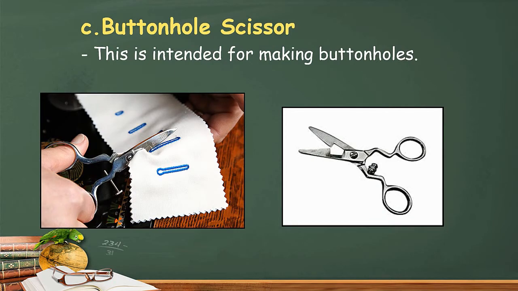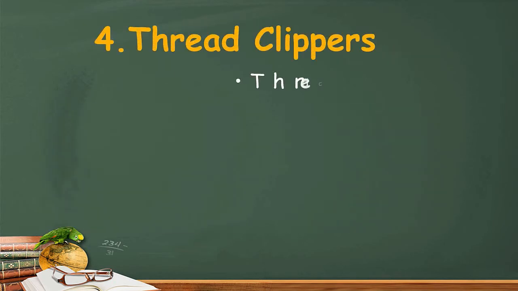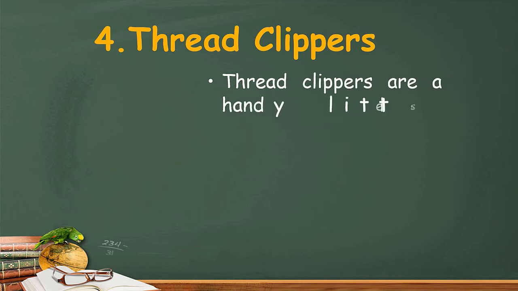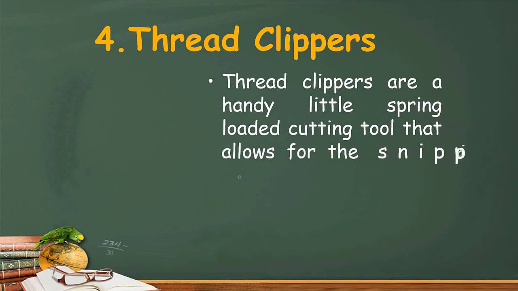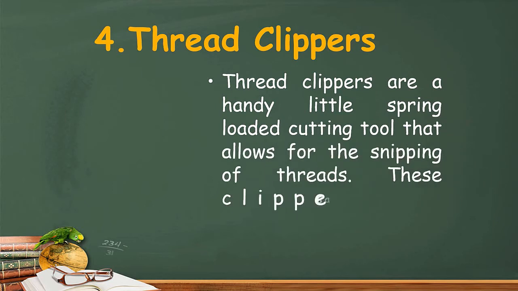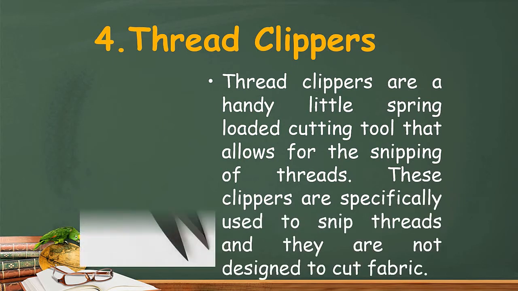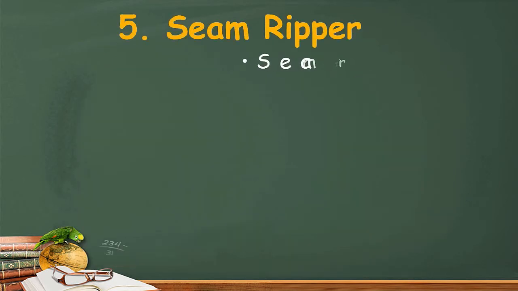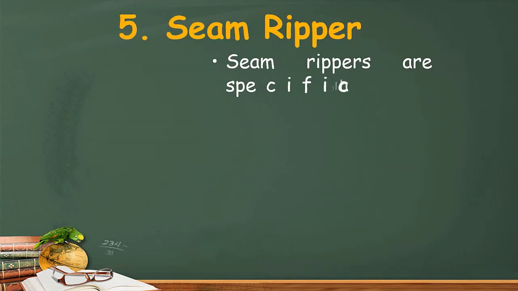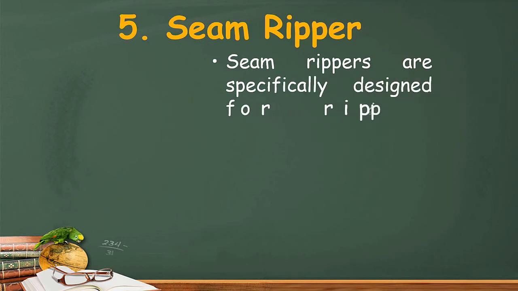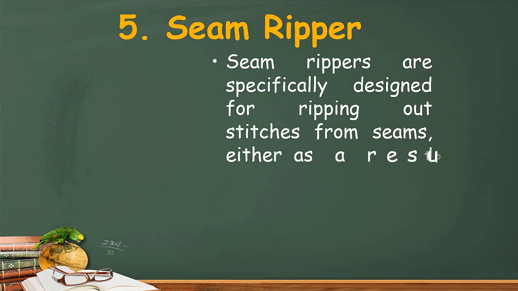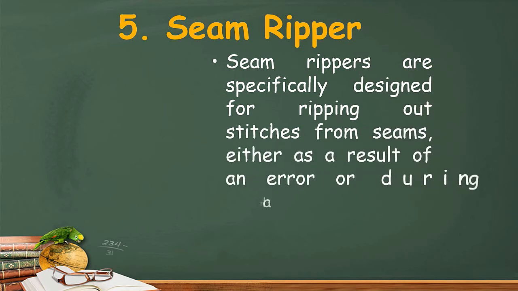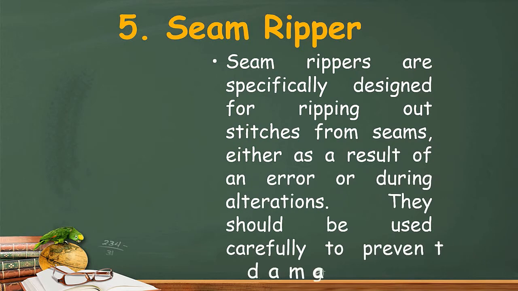Number 4. Thread clipper. Thread clippers are handy little spring-loaded cutting tools that allow for the snipping of threads. These are clippers specifically used to snip threads and they are not designed to cut fabric. Number 5. Seam ripper. Seam rippers are specifically designed for ripping out stitches from seams, either as a result of an error or during alterations. They should be used carefully to prevent damage to the fabric.